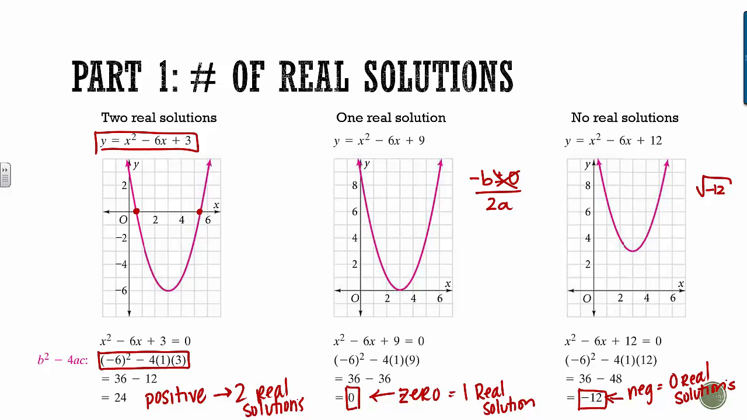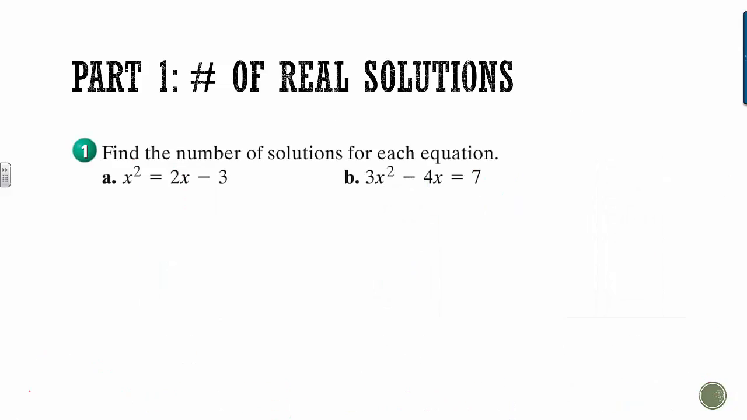But remember, your solutions are the x-intercepts. So if you have 2, it crosses twice. If you have 1, it only touches. And then if you have none, it does not cross the x-axis. So you're going to get some problems that just ask you to find the number of solutions. I'm not asking you for the actual solution. I just want to know how many times does this cross the x-axis.